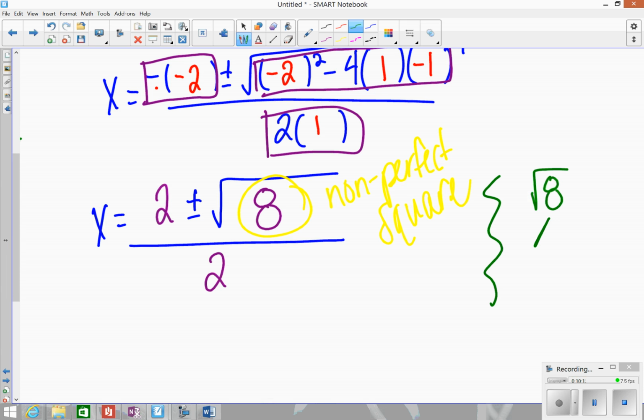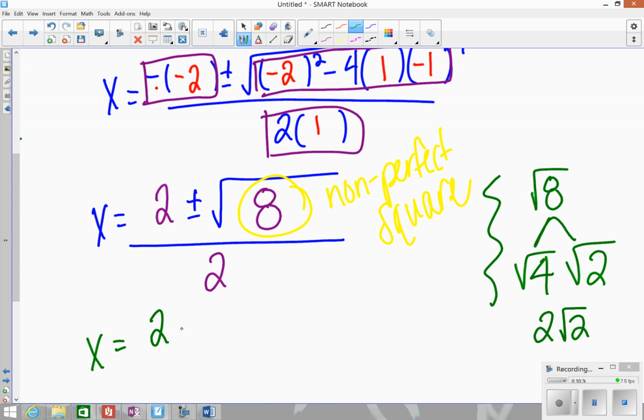And whenever it's even, I always just try dividing by 4. I think it's easier because 4 is the smallest perfect square. So if I divide 8 by 4, I would get 2, and 2 doesn't have a perfect square in it. So it's just going to be 4 and 2. Square root of 4 is 2, so 2 square root of 2. So I'm going to replace this with the 2 times square root of 2. So it's going to be x equals 2 plus or minus 2 square root of 2 all over 2.